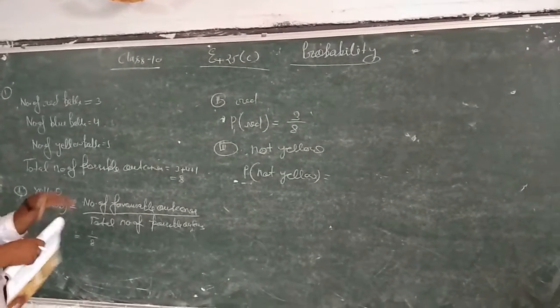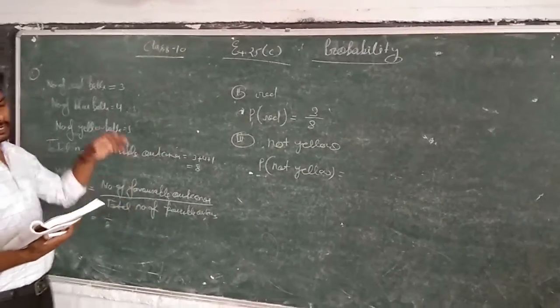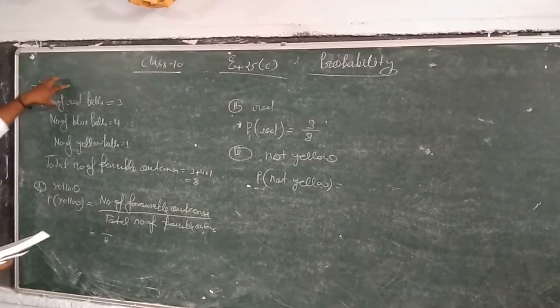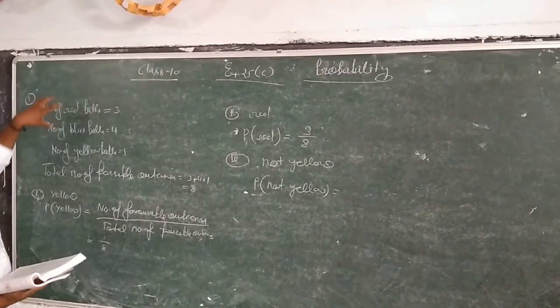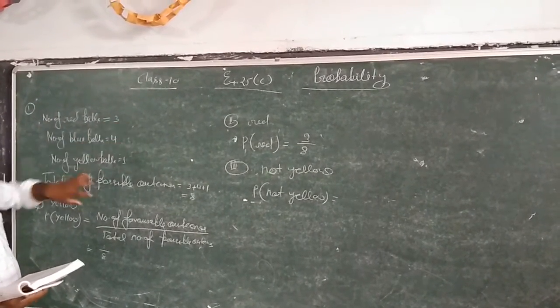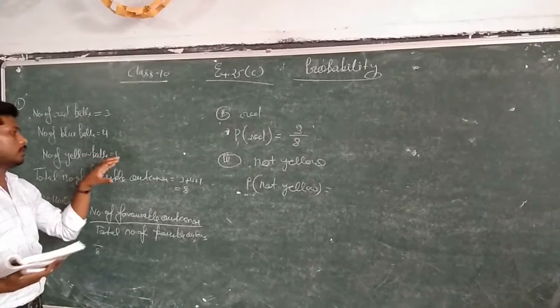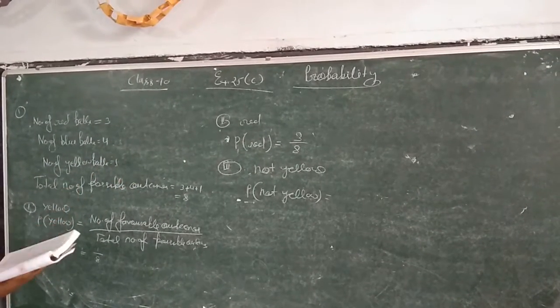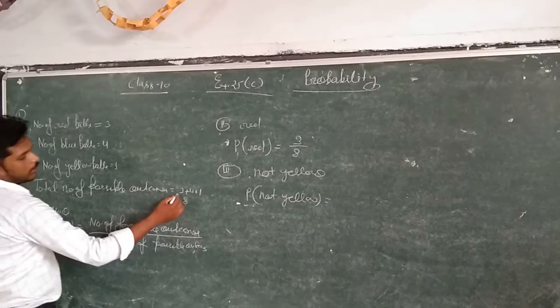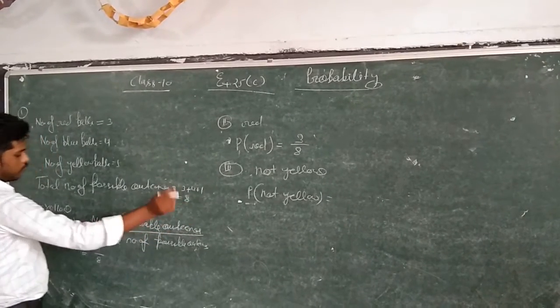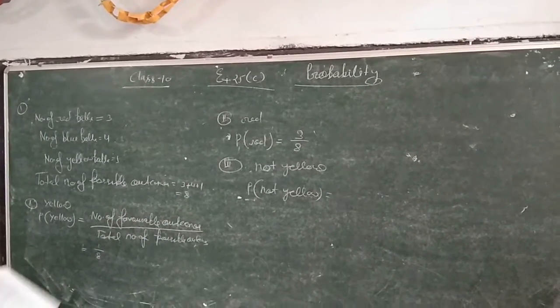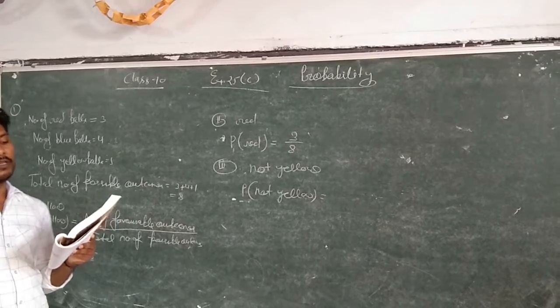Let's read what is the first question. A bag contains 3 red balls. It means the number of red balls is equal to 3. The number of blue balls is 4 and the number of yellow balls is 1. So the total number of possible outcomes is 3 plus 4 plus 1, which is equal to 8. He is asking the probability of yellow balls.